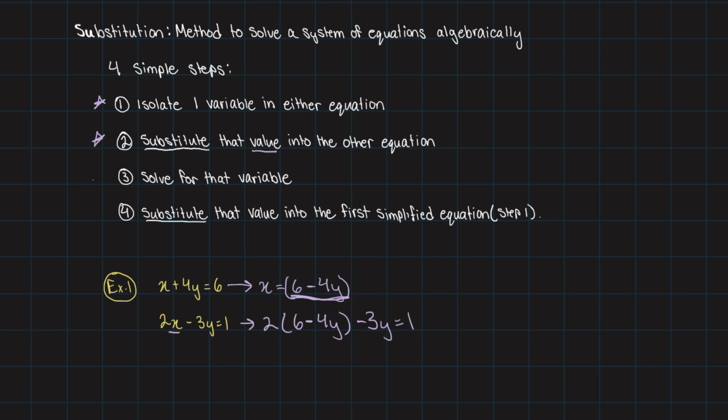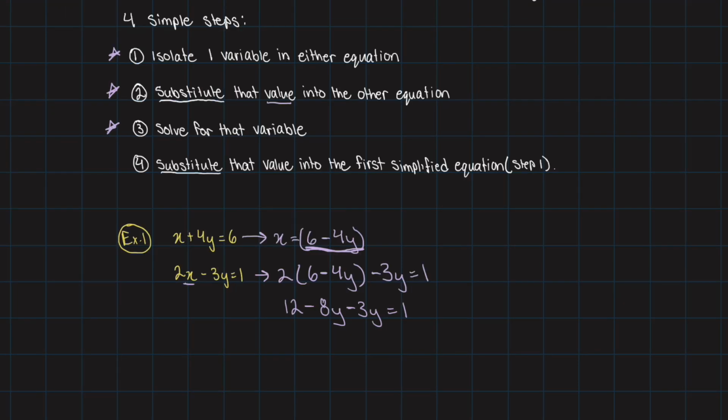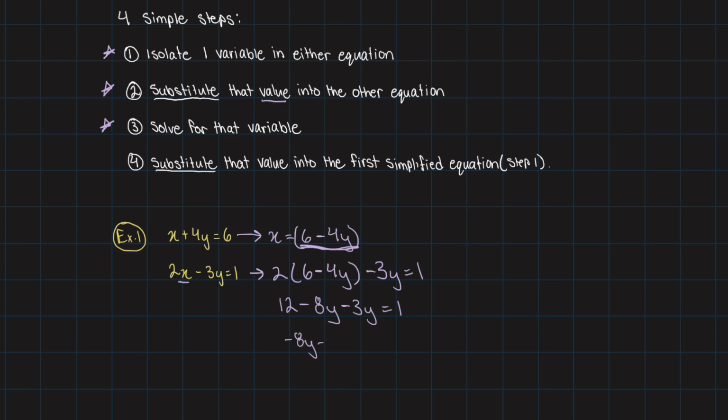And now we're at step number 3, we're going to solve for that variable, meaning y, because now we took out x. There's no more x in the second equation, so now we're solving for y. So 2 times 6 is 12, 2 times negative 4y is negative 8y, minus 3y equals 1. Now we're going to collect like terms, so negative 8y minus 3y plus 12 equals 1. Negative 8 minus 3 is negative 11y plus 12 equals 1.